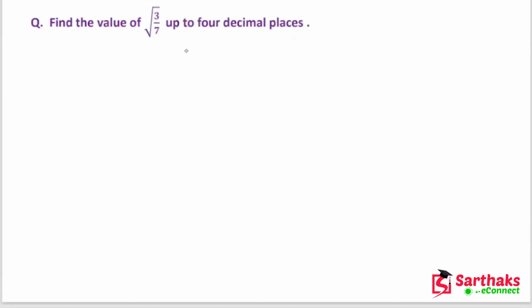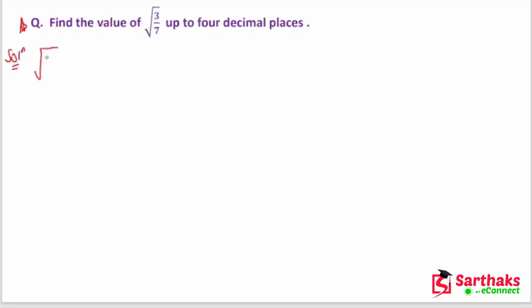Find the value of root 3 by 7 up to 4 decimal places. Very good question. Now to calculate this, first of all we have to calculate root 3 and root 7. You might be imagining that then we have to divide them, but it would be very tedious. So instead of doing that, let us rationalize it so that we have to calculate only one root. Okay, so let us do that.